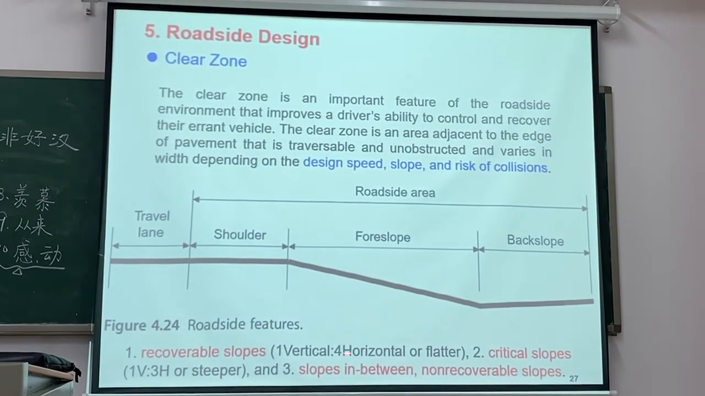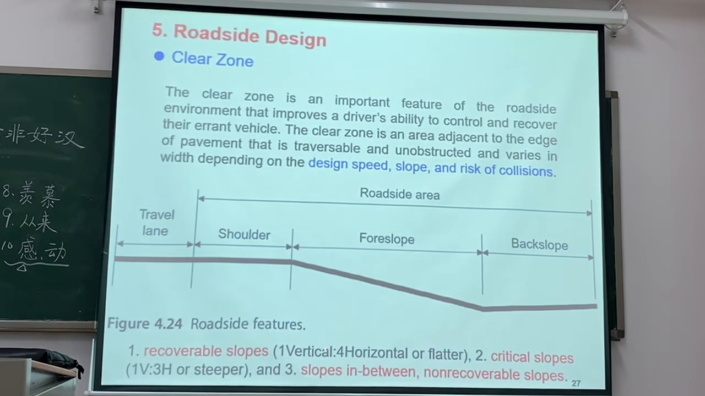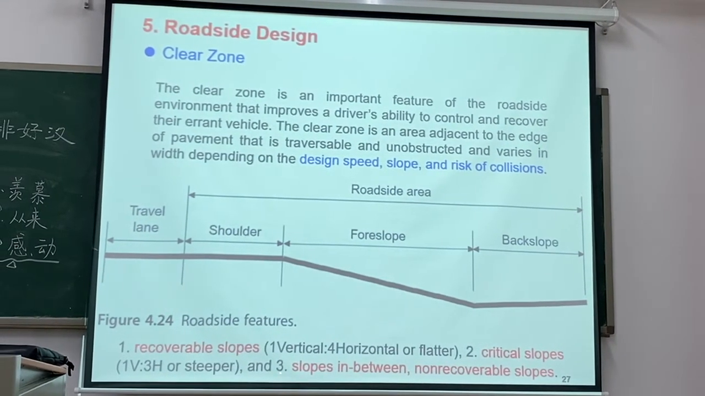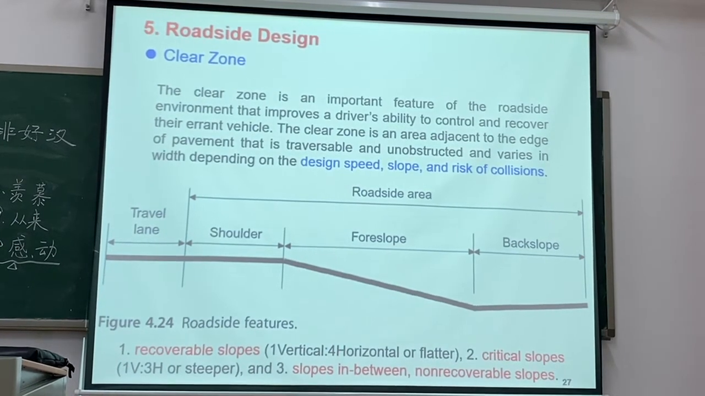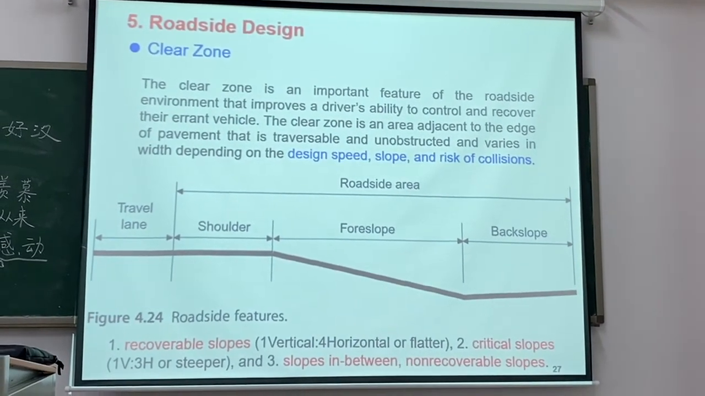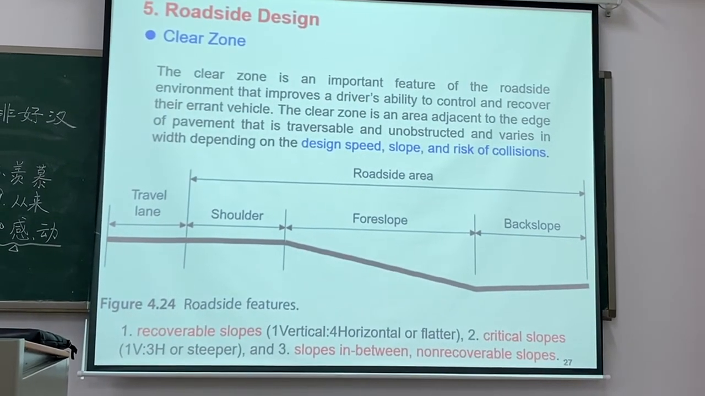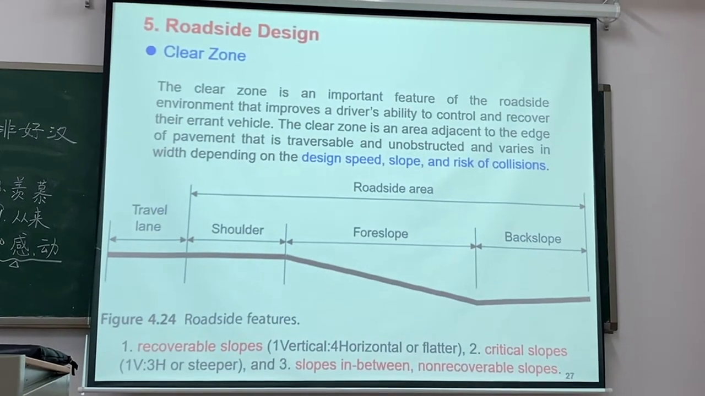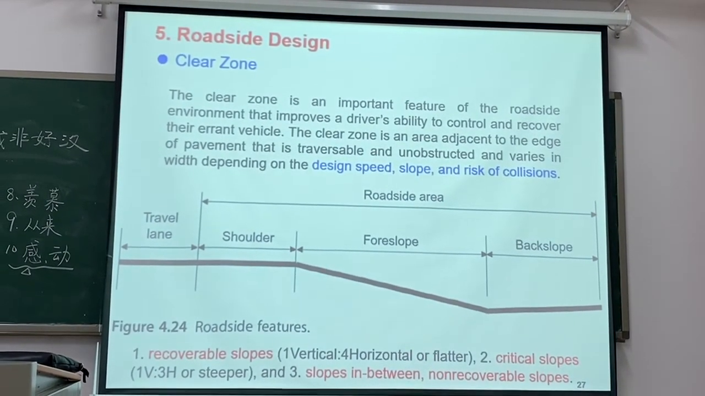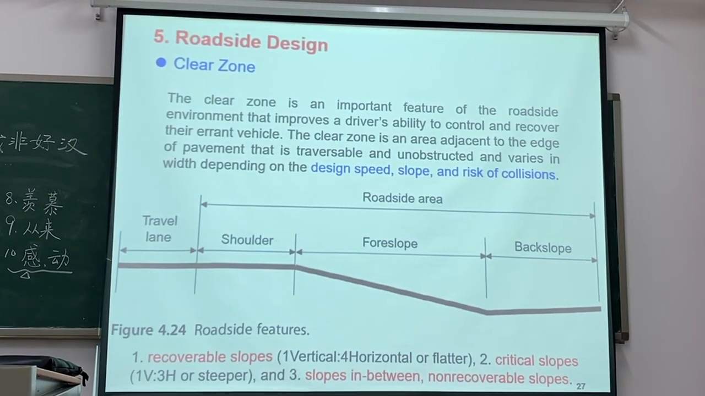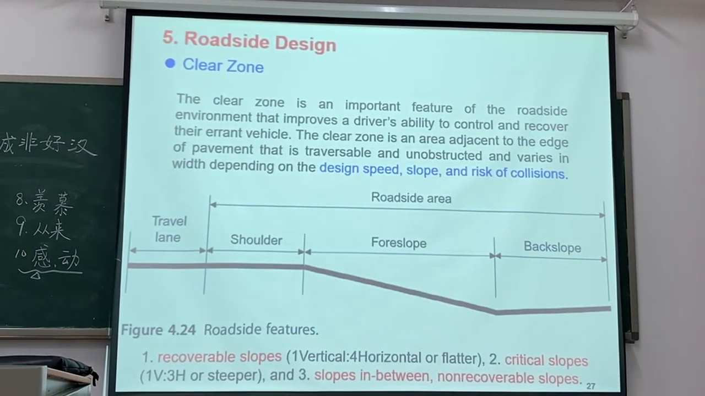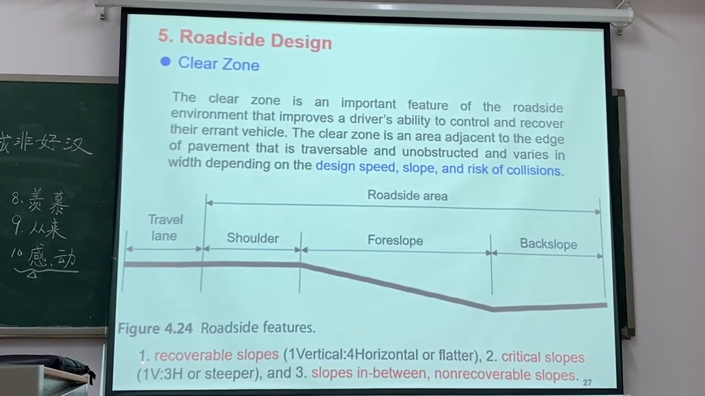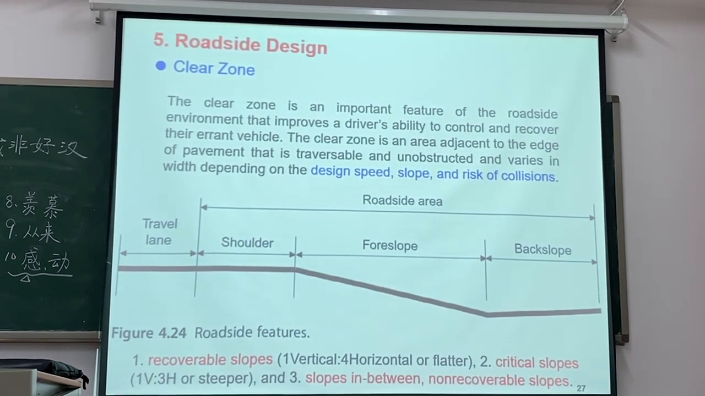So this is the recovery slope: one vertical to four horizontal or flatter. One vertical is just like 1 meter, or the horizontal width is 4 meters. This is the flatter one. When it's flatter, it's 1 meter vertical, but 5 or less. So the critical slope is one vertical to four horizontal.